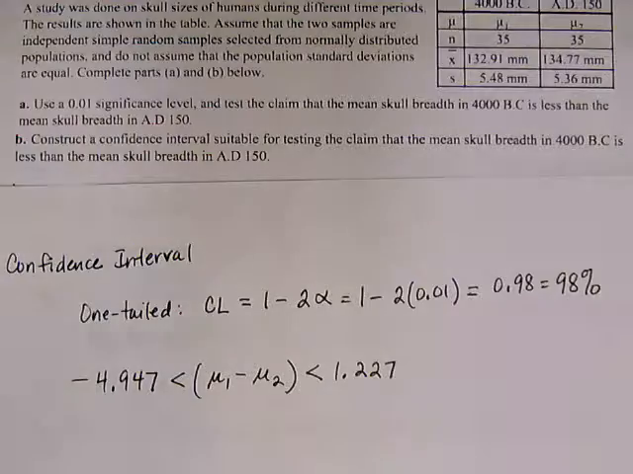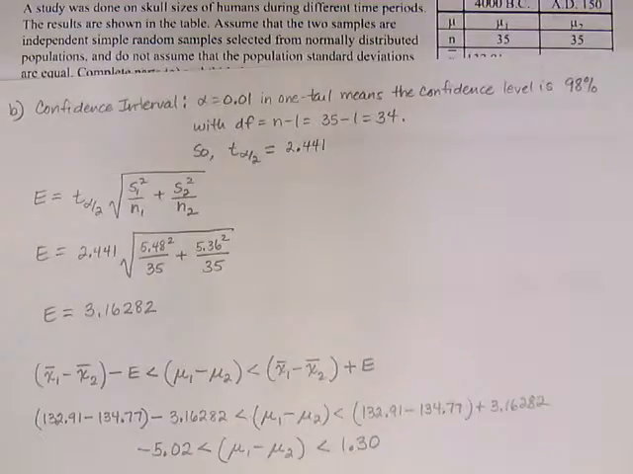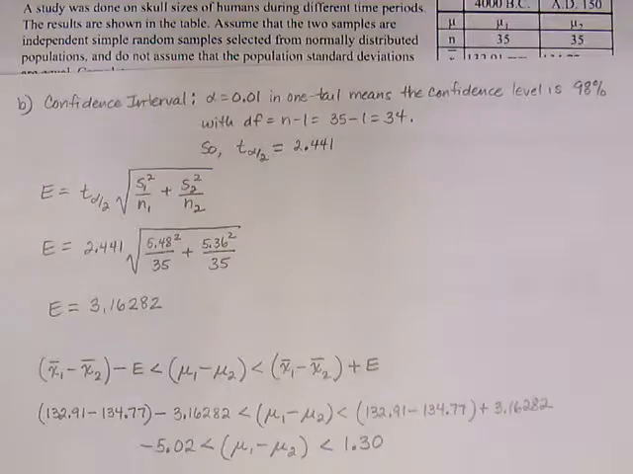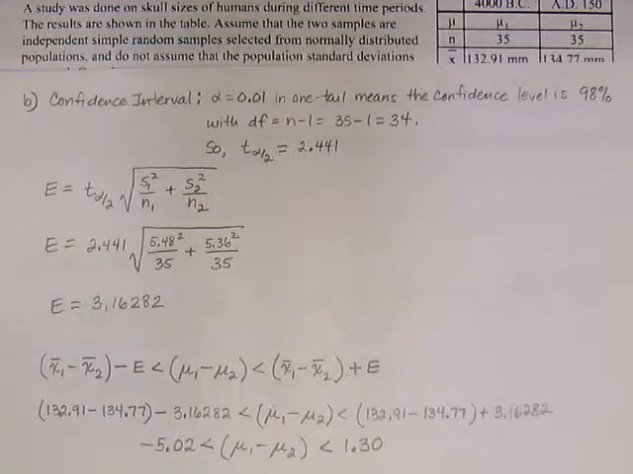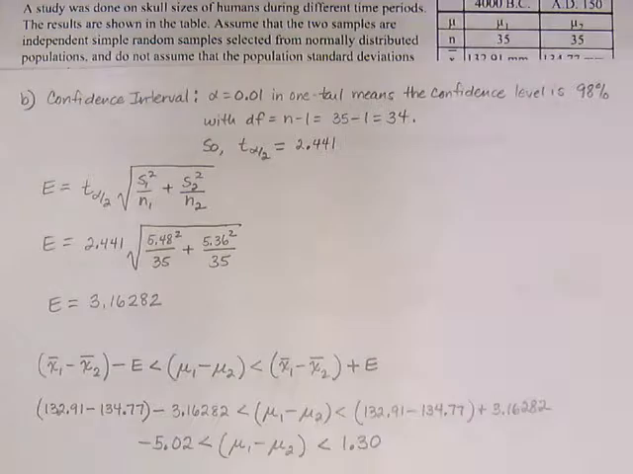Okay. And I'll also show you how this is done manually, at least you just get a brief look at it. Here, my critical t value was 2.441 using 34 degrees of freedom. N1 and N2 were 35, so obviously the smaller, 35, just has to be used anyway. So 35 minus 1 is 34 degrees of freedom, and 0.01 in one tail, or 98% confidence level, will be 2.441. And then the margin of error was 3.16282.